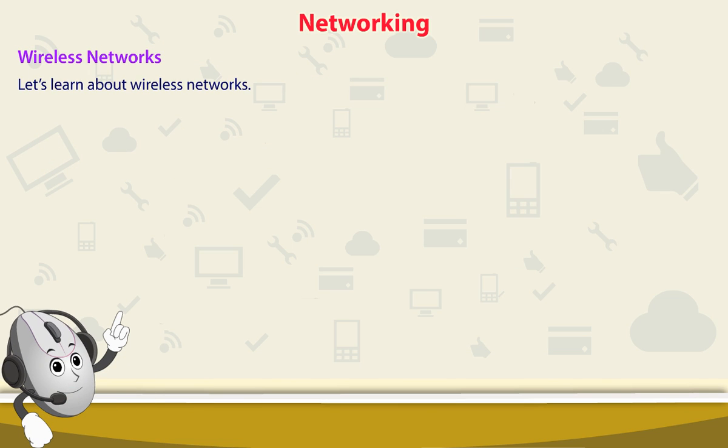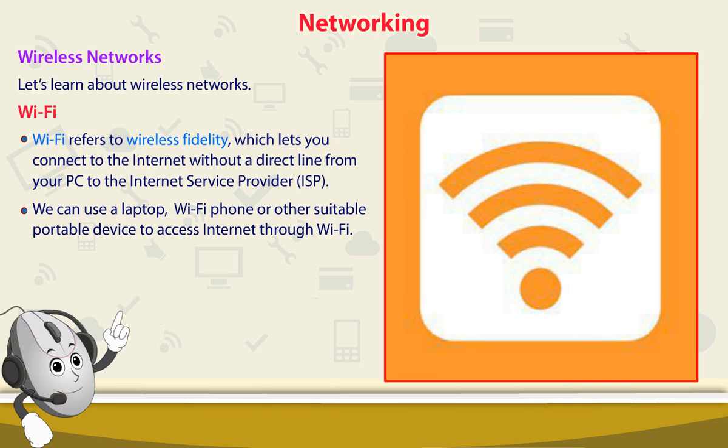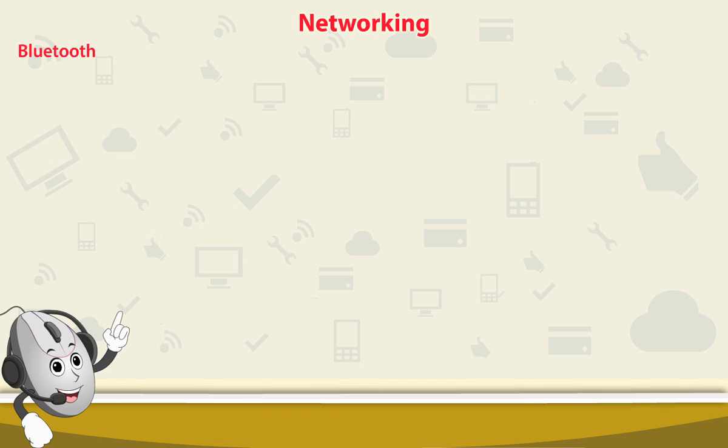Wireless networks. Let's learn about wireless networks. Wi-Fi. Wi-Fi refers to wireless fidelity, which lets you connect to the internet without a direct line from your PC to the internet service provider (ISP). We can use a laptop, Wi-Fi phone or other suitable portable device to access the internet through Wi-Fi.